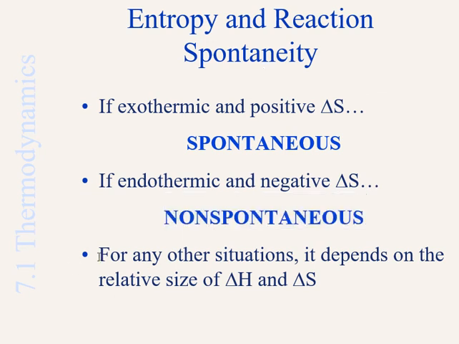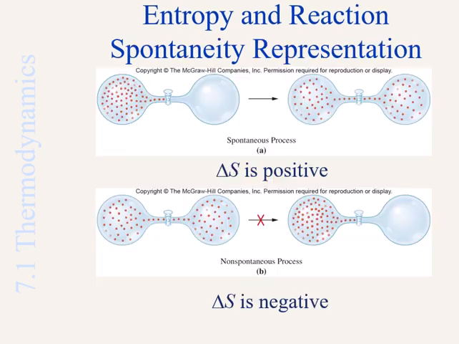And then there are the situations between these two, where the reaction may be exothermic while the sign of the delta S could be negative, meaning that while it's exothermic there is a decrease in entropy, or the reaction could be endothermic while there is an increase in entropy. So for those combinations, you have to look at the relative sizes of each of these two components, and depending on that, the reaction can be spontaneous or non-spontaneous.